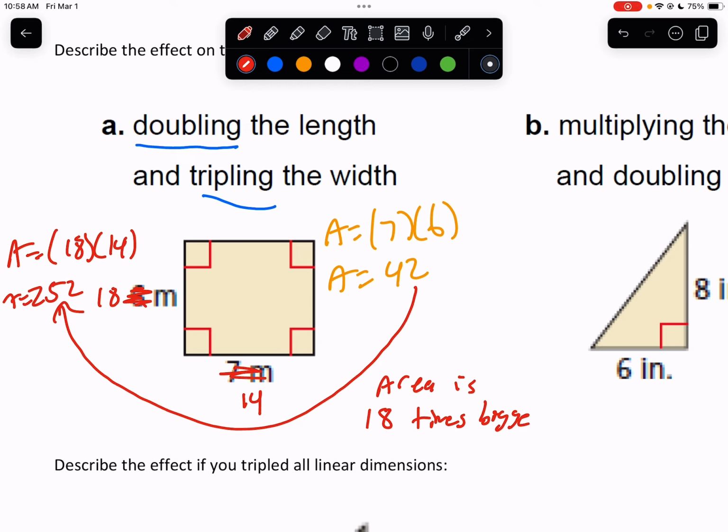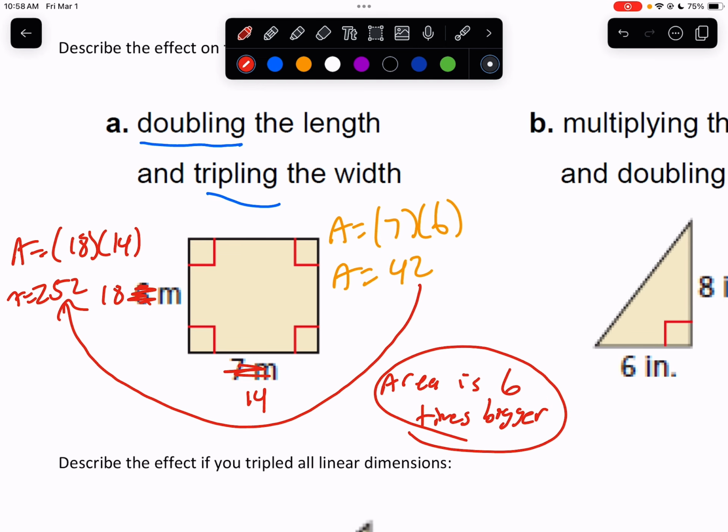Wait. Messed up, my friends. Yikes. The area is not 18 times bigger. I typed in the wrong thing. Sorry. 252 divided by 42. It's 6. It's 6 times bigger. Okay, there we go. I was like, what? 6 times bigger.